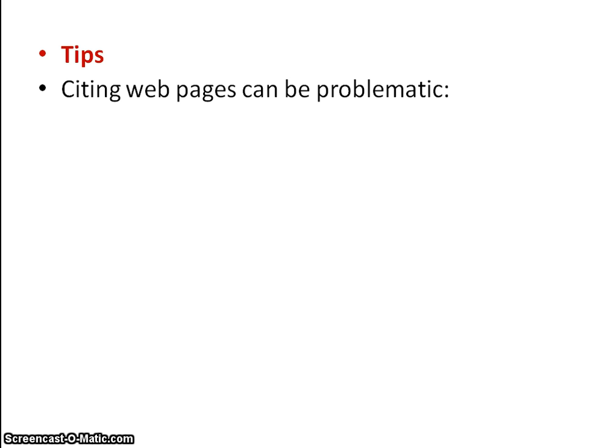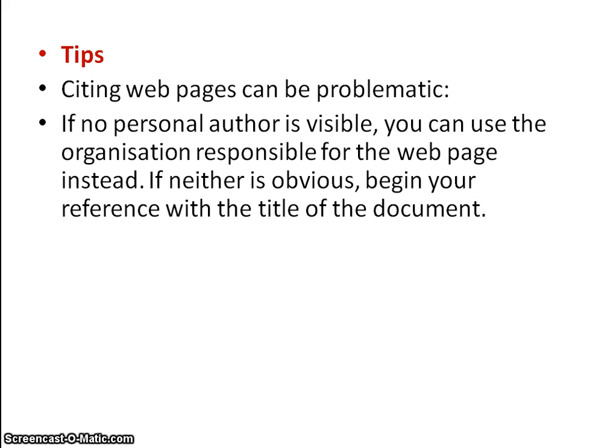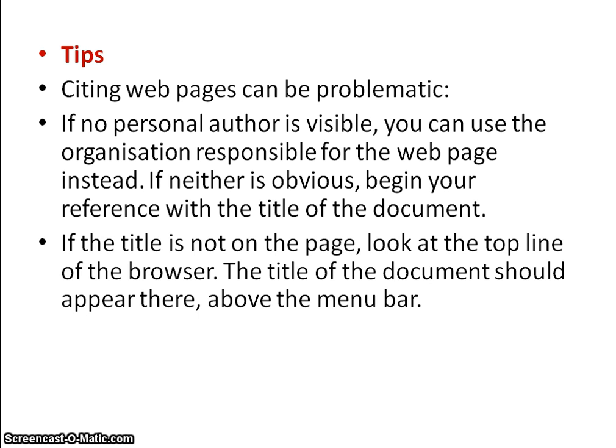Sometimes citing a web page can be problematic. If no personal author is available, you can use the organization responsible for the web page instead. If neither is obvious, begin your reference with the title of the document. If the title is not on the page, look at the top line of the browser. The title of the document should appear there, above the menu bar.